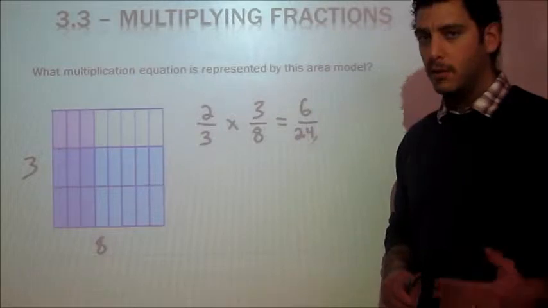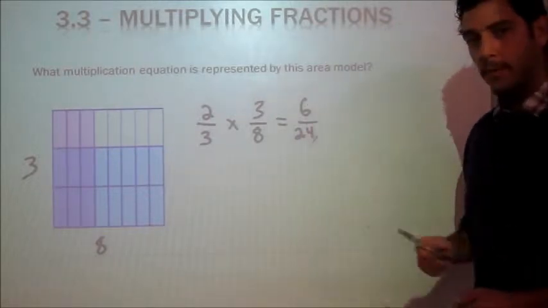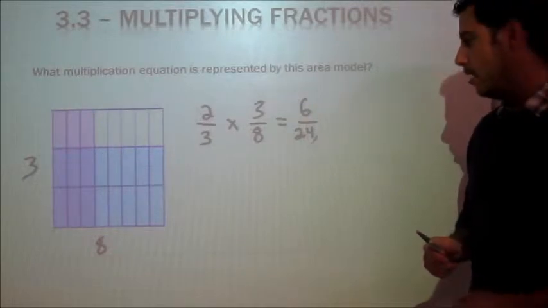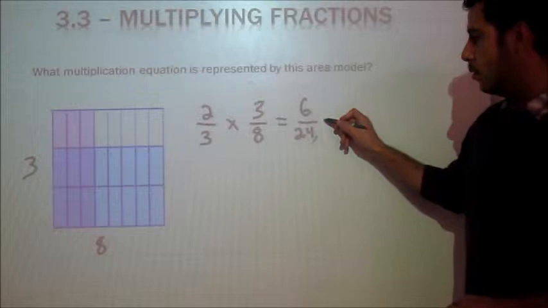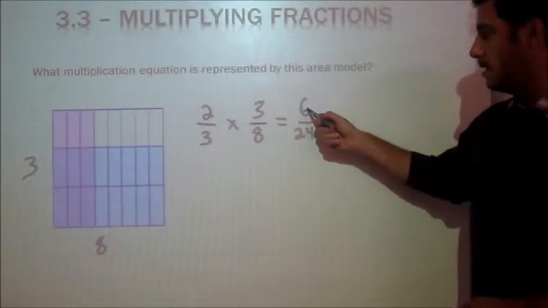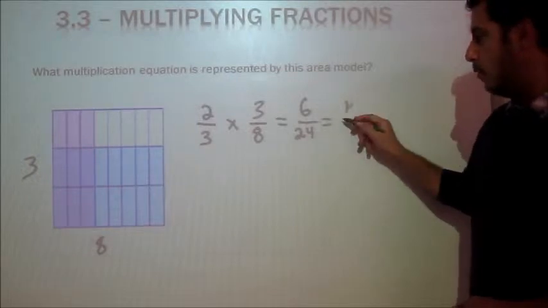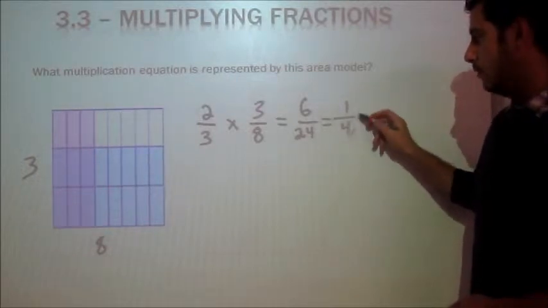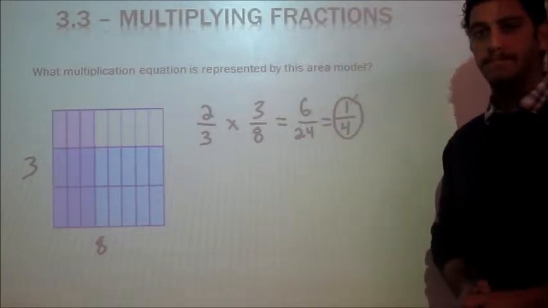And of course, we should always simplify. The numbers 6 and 24 have a common factor of 6. We can divide each of these by 6. So in order to simplify this, we could divide 6 by 6, which is equal to 1. We can divide 24 by 6, which is equal to 4. And this is our simplified product.